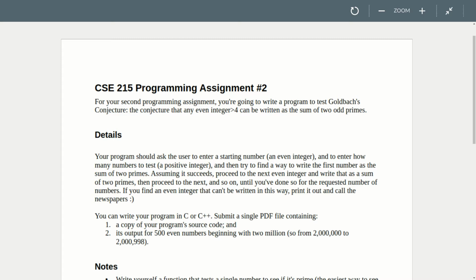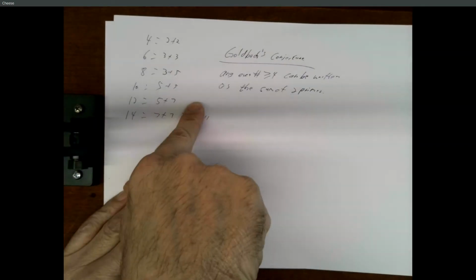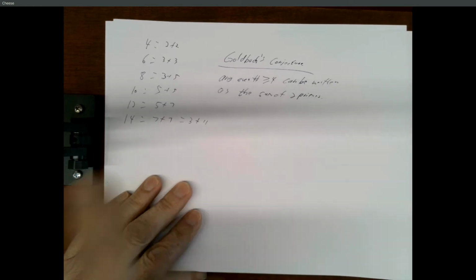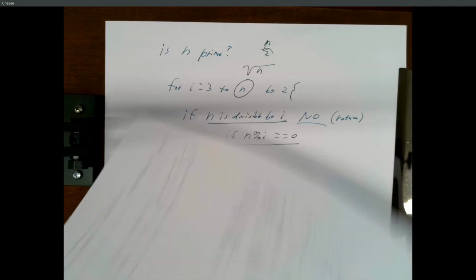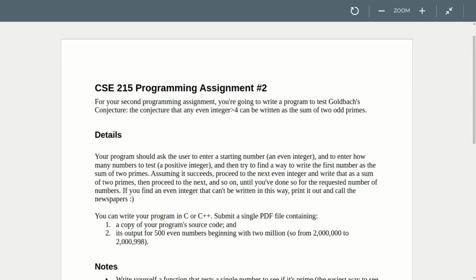So it's going to be a C or C++ program source code, and then a whole bunch of things that look like, 2 million equals this, 2 million and 2 equals that, and so on and so forth. You only need to find one sum. You don't have to find all of them. Okay. So make a PDF, upload it by the due date.